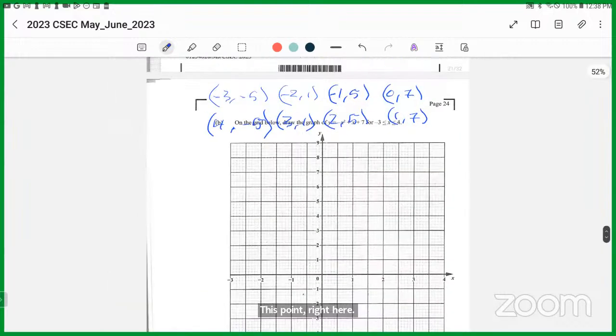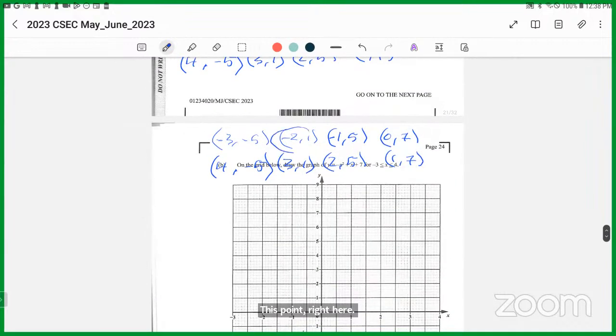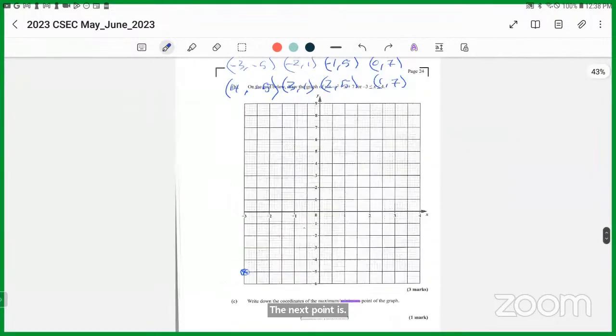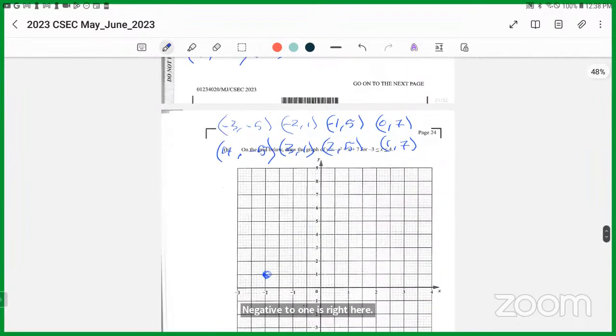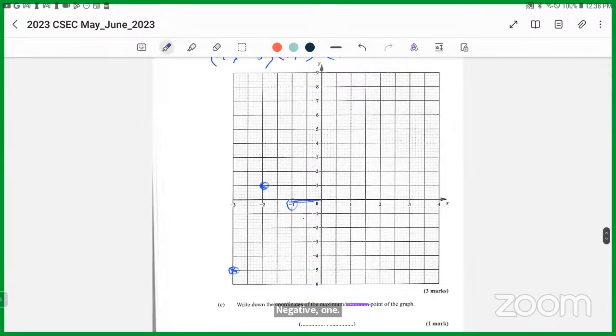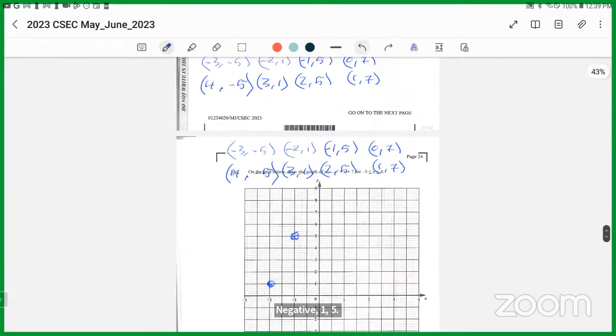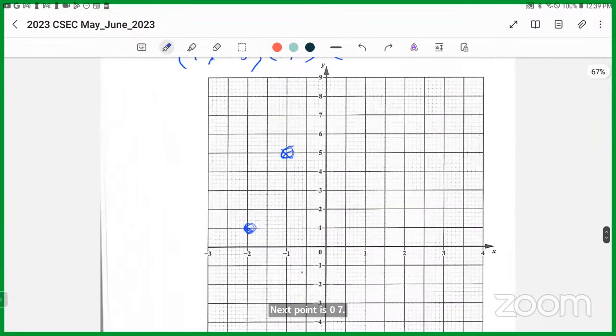The next point is (-2, 1). So -2, up 1. Talking about right here. (-2, 1) is right here. The next one is (-1, 5). -1, up to 5. Talking about this point right here. Next point is (0, 7). (0, 7) is right here on the y-axis.